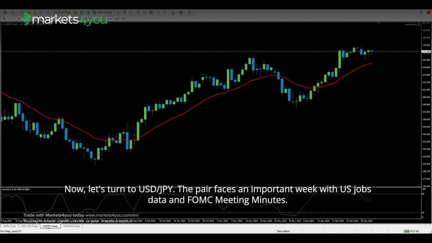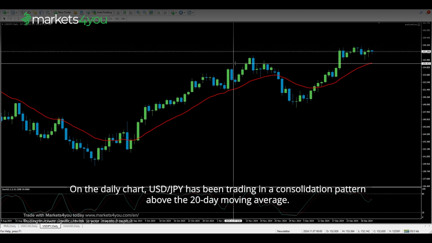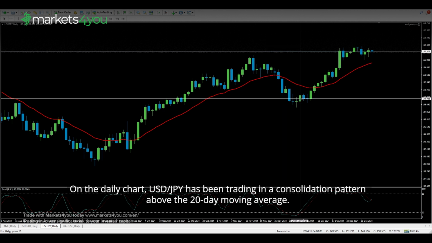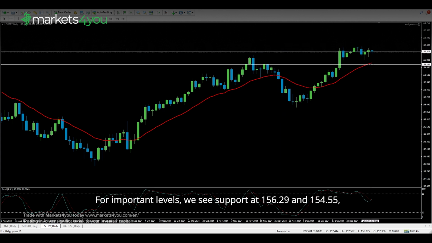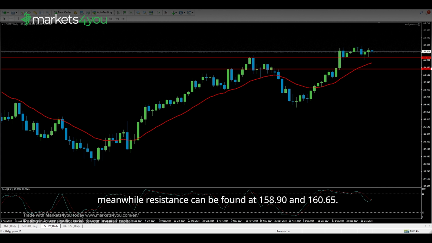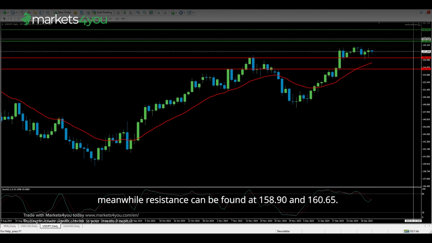The pair faces an important week with US jobs data and FOMC meeting minutes. On the daily chart, US dollar to Japanese yen has been trading in a consolidation pattern above the 20-day moving average. For important levels, we see support at 156.29 and 154.55, meanwhile resistance can be found at 158.90 and 160.65.